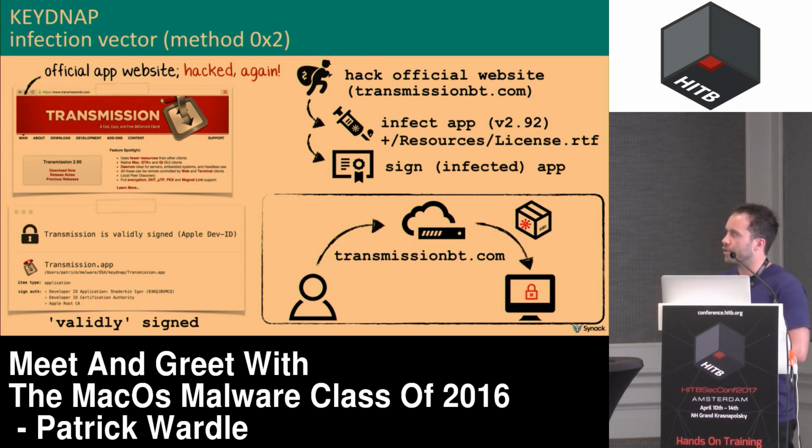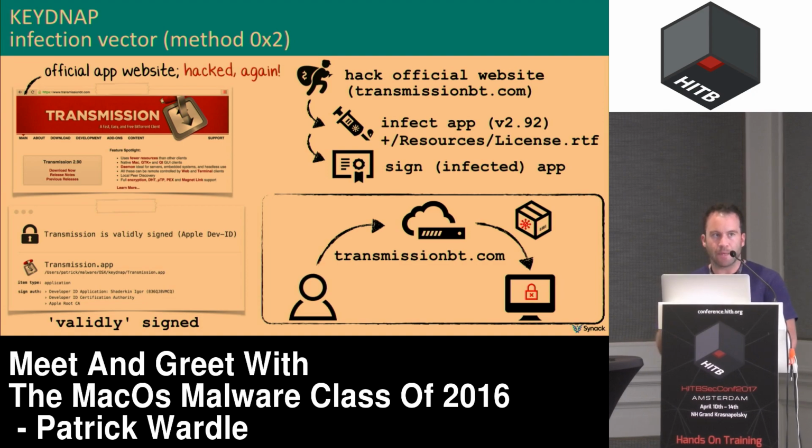Later, another infection vector was discovered, and it turned out it was essentially the same one by which the piece of ransomware we talked about was distributed. The malware authors, probably the same guys or related to the same guys, hacked the Transmission website again and modified the BitTorrent application, and this time injected Keydnap into the application. So again, when users went to download Transmission, instead of getting a BitTorrent application, they would get a BitTorrent application and this piece of malware.